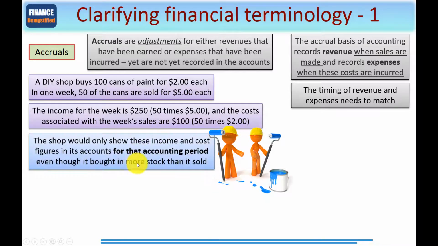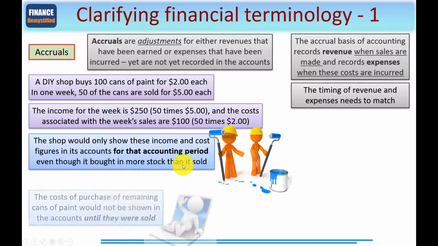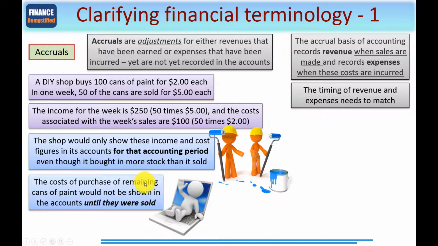And here's the point. The shop would only show these income and cost figures in its accounts for that accounting period, even though it bought in more stock than it sold. In future weeks, they'll still be selling tins of paint that they bought in that particular accounting period. So the costs of purchase of those remaining cans of paint would not be shown in the accounts until they were sold. So this is a very simple example of what accruals are and why they're needed. I'll take you back again to the accounting formula. The timing of revenue and expenses need to match, even though they may not occur at the same point in time or the same accounting period.